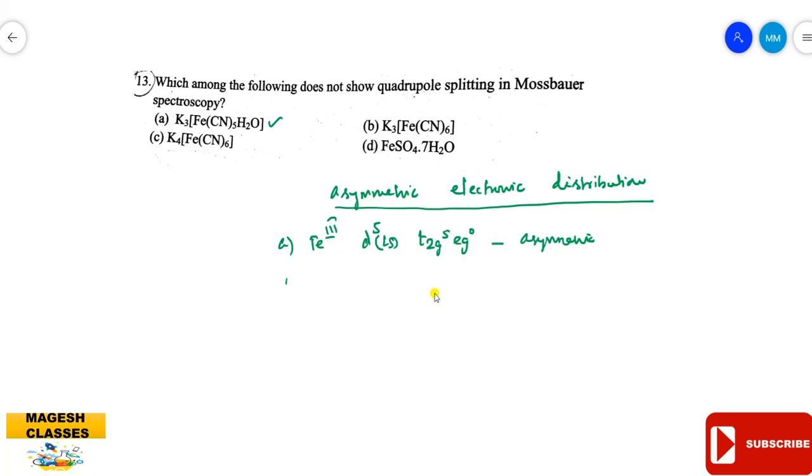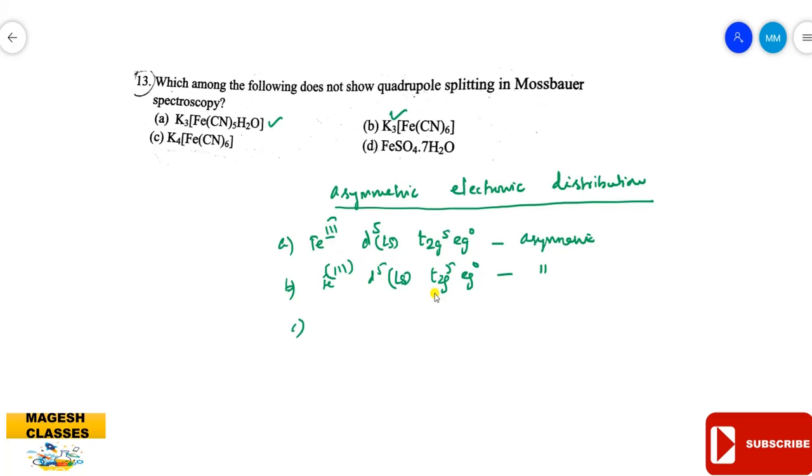Then you compare B. B also is in the Fe3+ oxidation state, with CN6, potassium ferricyanide. So it is a d5 low spin, t2g5 eg0. It is asymmetric, so it shows quadrupole splitting.